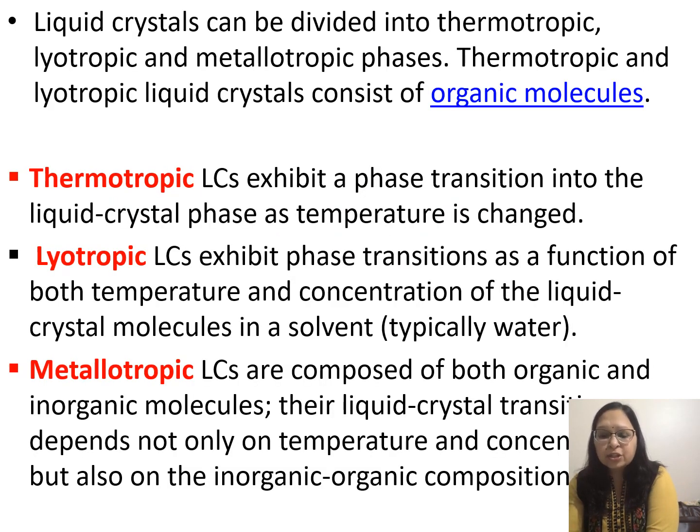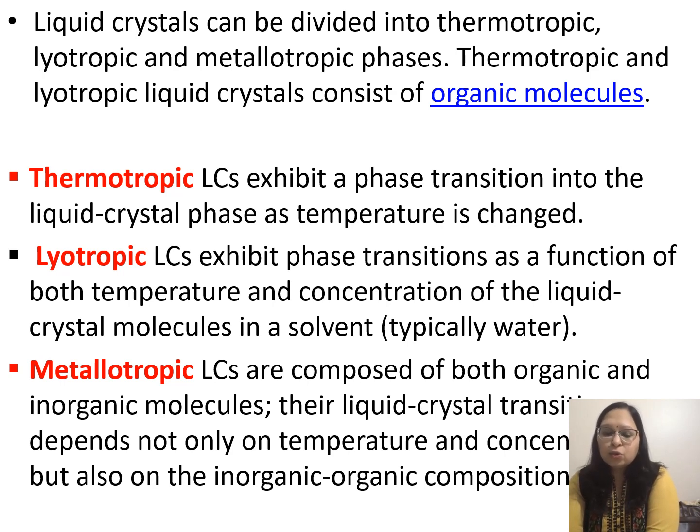This classification can be done on the basis of, first of all, properties like temperature. These liquid crystals can be temperature dependent. So such type of liquid crystals which are dependent upon temperature are known as thermotropic liquid crystals. As the name suggests, such liquid crystals exhibit a change in phase transition as the temperature is changed. So they are temperature dependent liquid crystals.